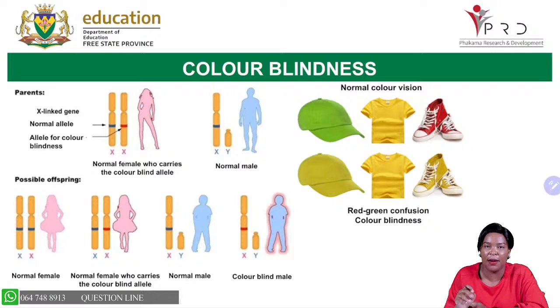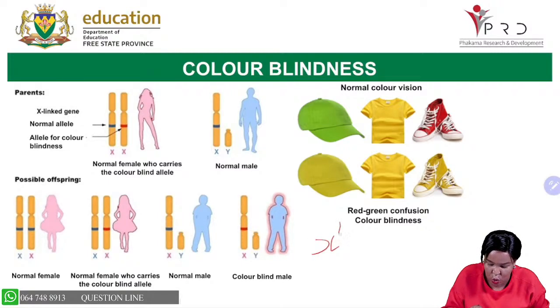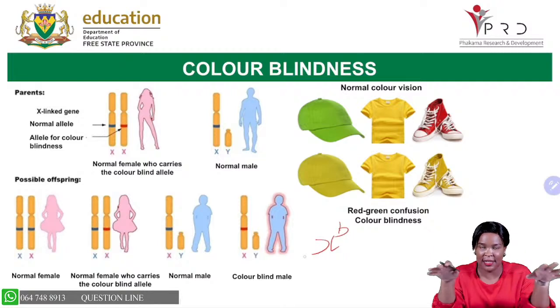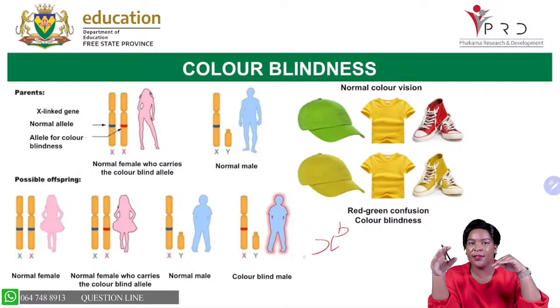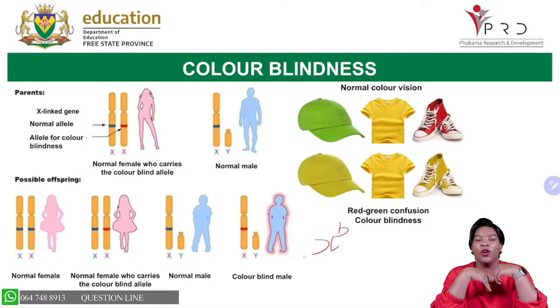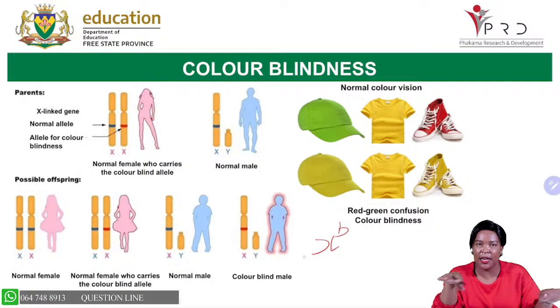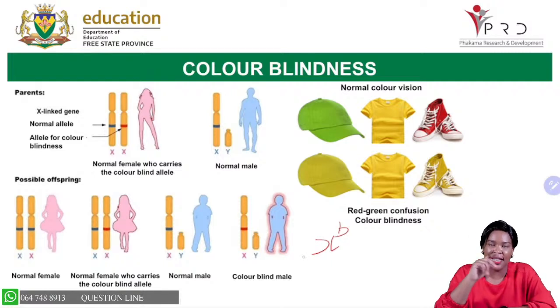When they talk about color blindness, then you know you can use your X's to draw or to write. But if they don't say it's sex-linked, please do not use the X's and the Y's because it is not on the sex chromosomes. You can only use your letters as plain as they are. Please do not use X and Y if it is not sex linked.